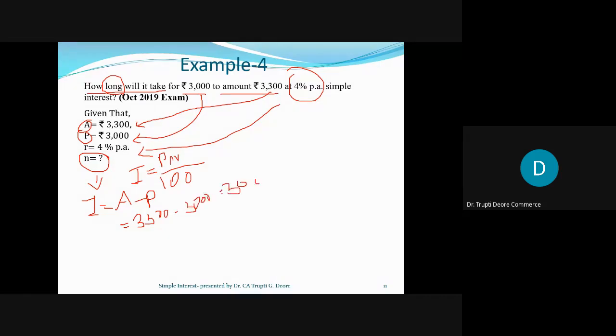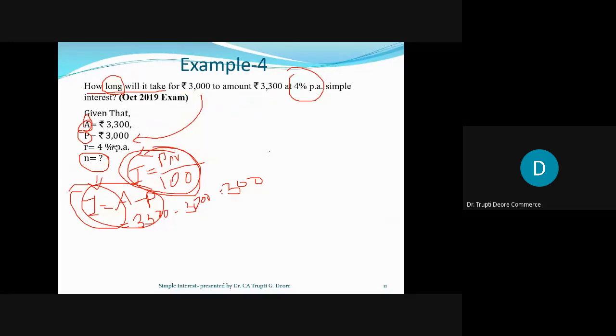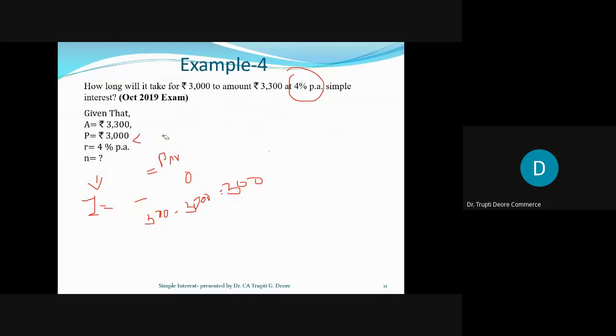So after getting the interest amount, you can use the formula for I. If you don't want to calculate interest, you can directly use the formula for A. By any method, the answer will be the same. Whoever uses I will get the same answer, and whoever uses the formula for A will also get the same answer. With I, you first have to calculate interest, then use this formula. Suppose we don't use I, then we use the formula for A. So let's go for the formula of A.